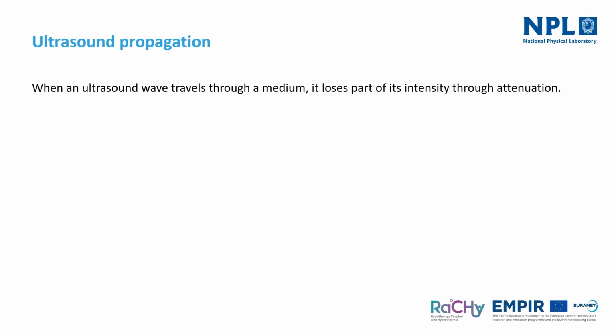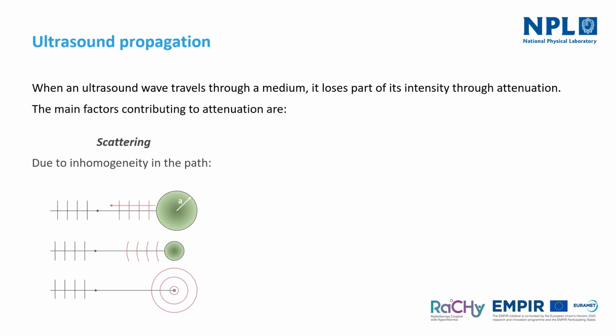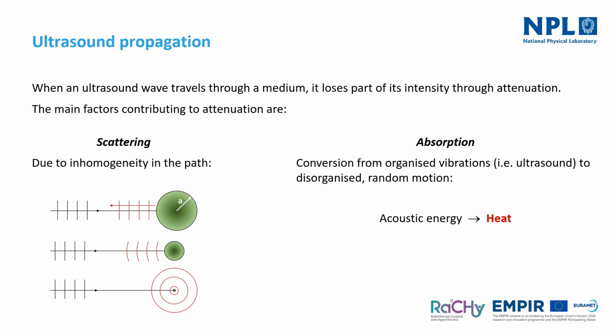When an ultrasound wave travels through a medium, it loses part of its energy through attenuation. The main factors contributing to attenuation are scattering, which is due to inhomogeneity in the path of the ultrasound wave, and can have different forms depending on the size of the inhomogeneity compared to the wavelength. The second factor is absorption, which is the conversion from organized vibration, which is ultrasound, to random motion, which is heat.